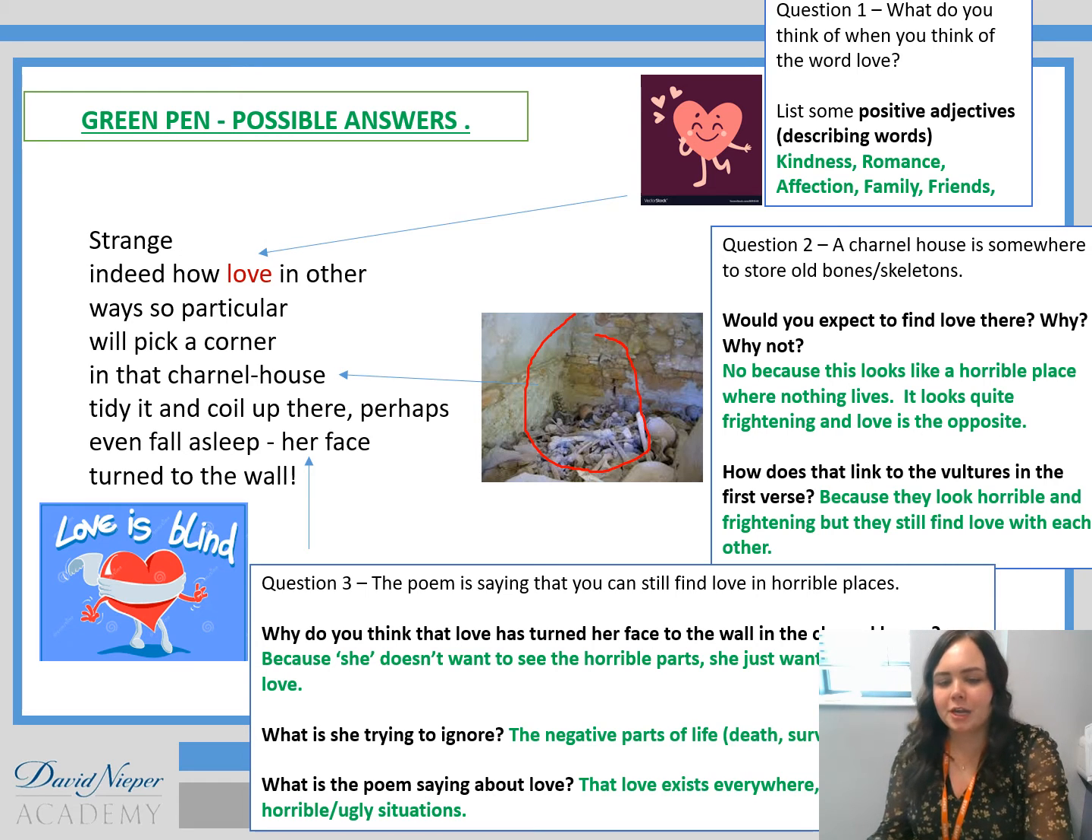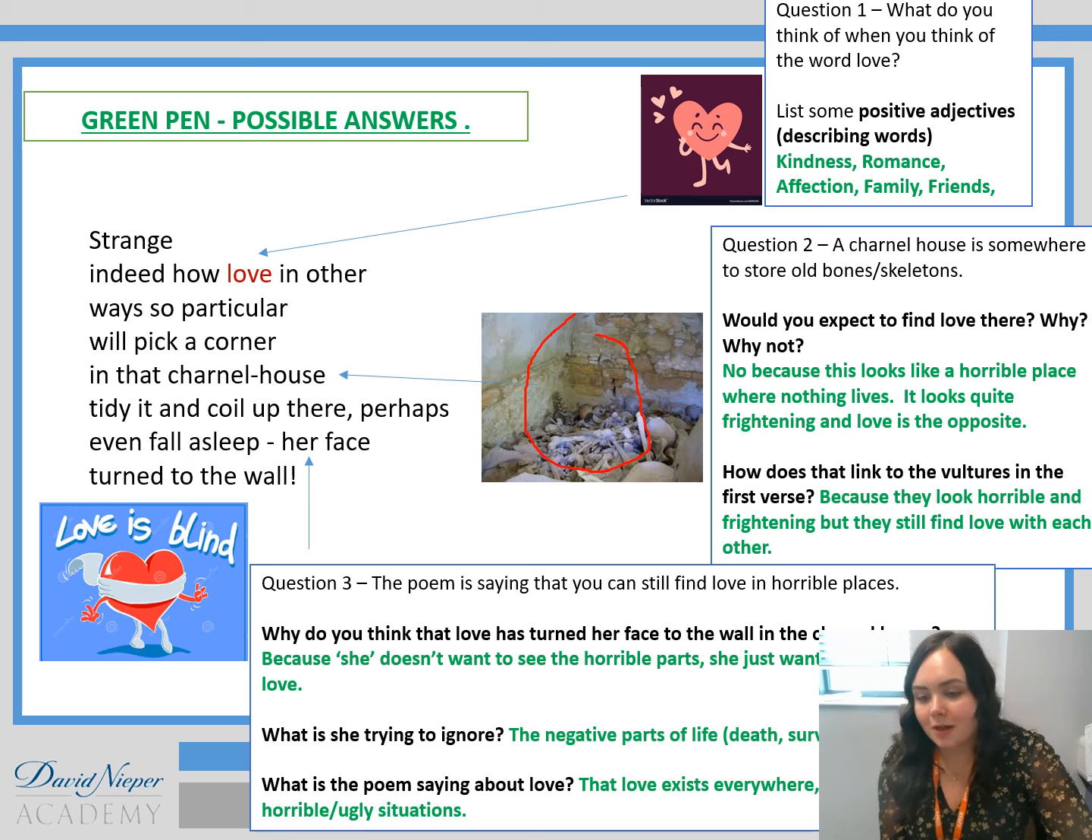So why do you think that love has turned her face to the wall? Because she doesn't want to see the horrible parts. She just wants to see the parts, you know, where they're in love with each other. What is she trying to ignore? So she's trying to ignore the negative parts of life, so death and that sort of thing. And what is the poem saying about love? That love exists everywhere, even in horrible or ugly situations.